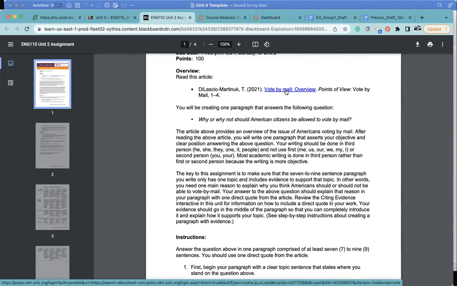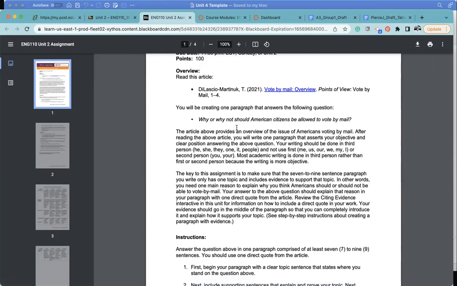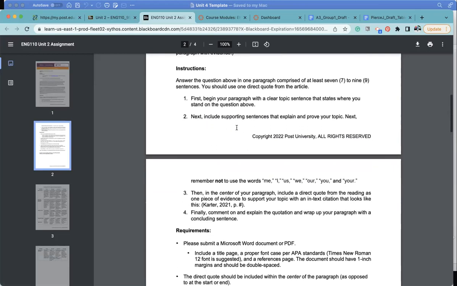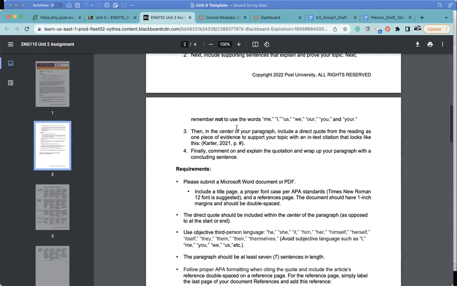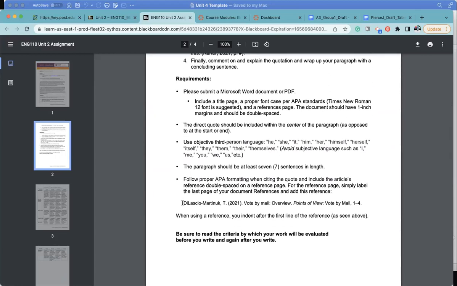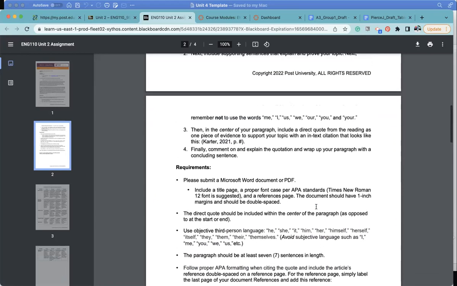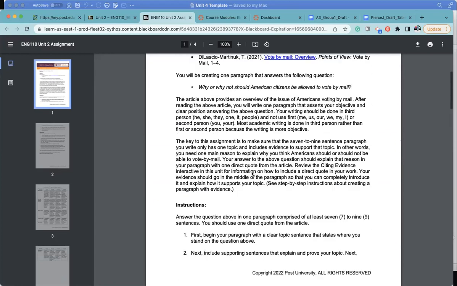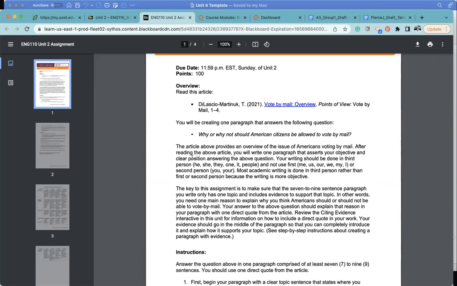But you will sign into your Post library with your normal login information, and you will find this article available for you. Here is the full citation that you will need to put on your references page. It's right here available for you, so you can actually copy and paste this or just type it the way it is. Okay, so let's take a look at what it says here.